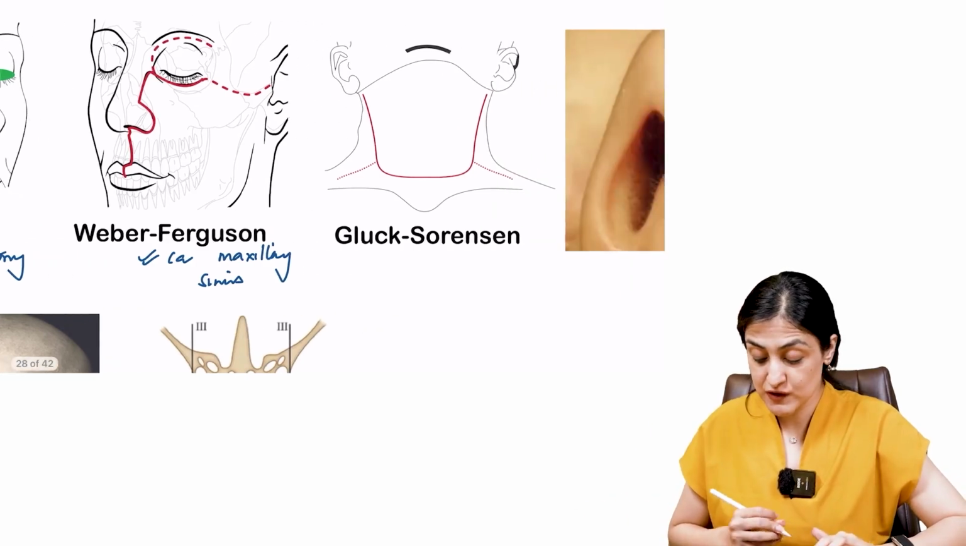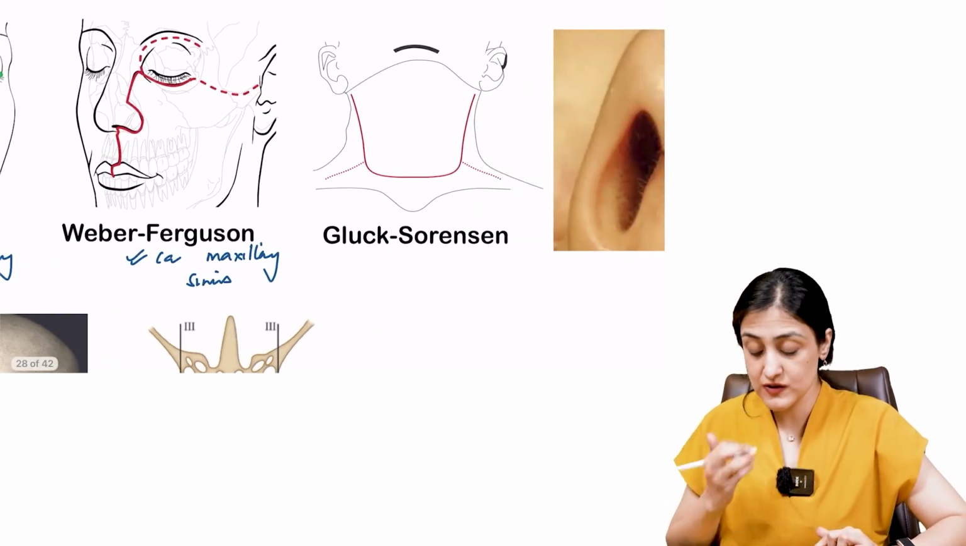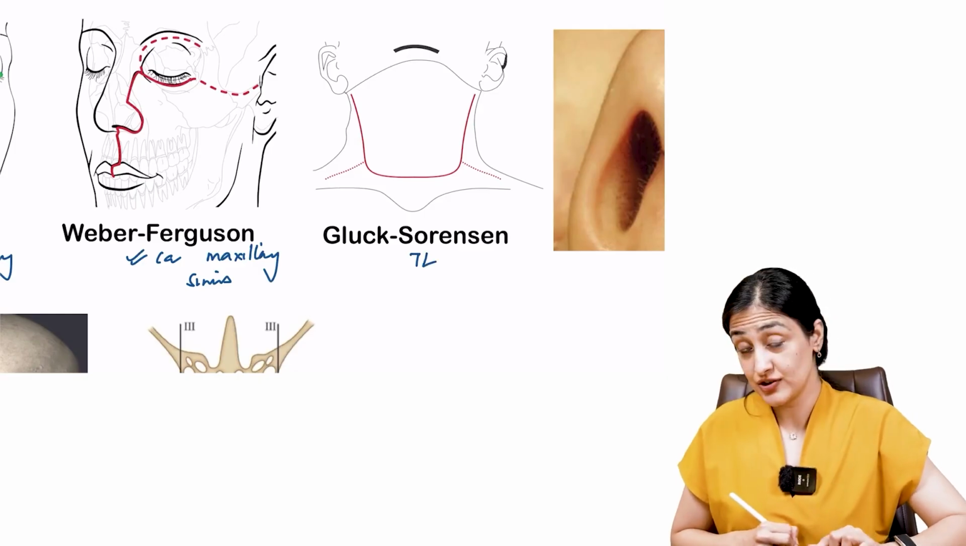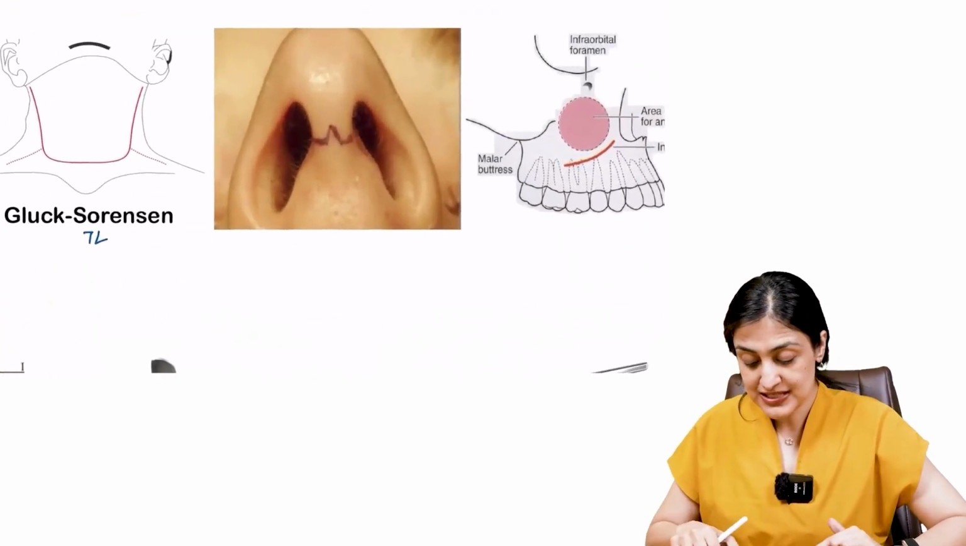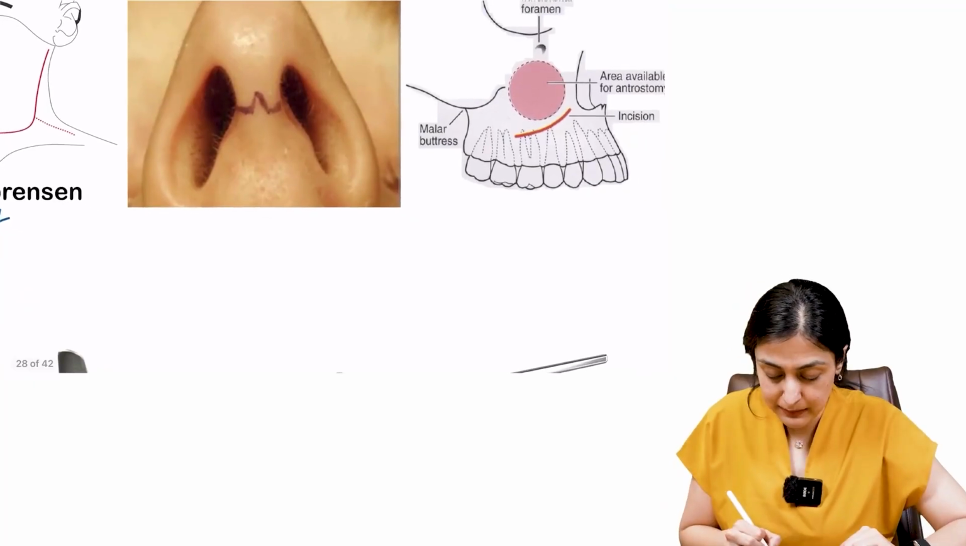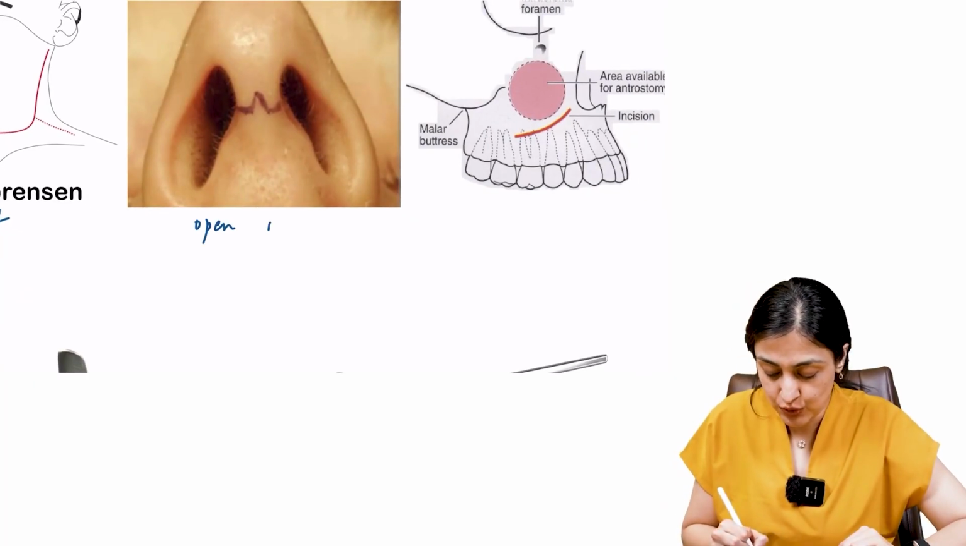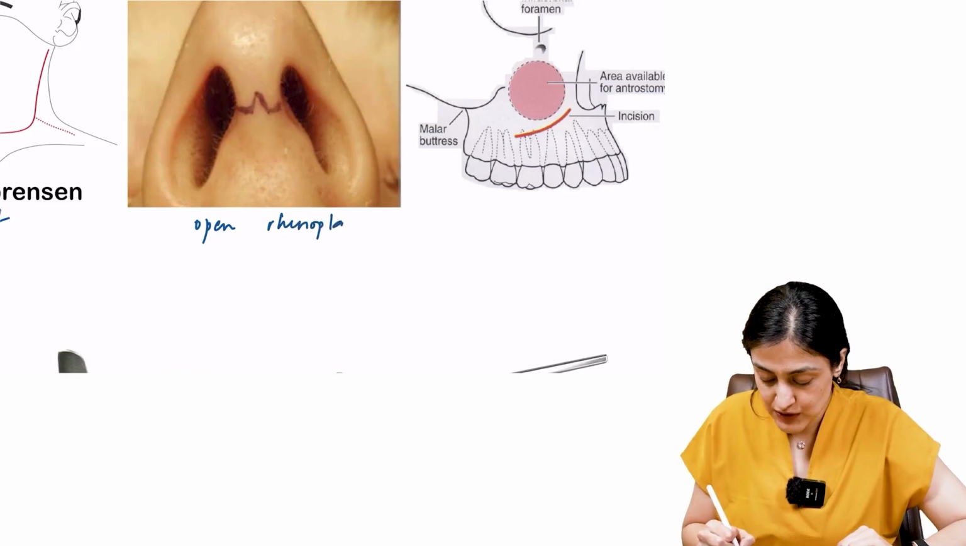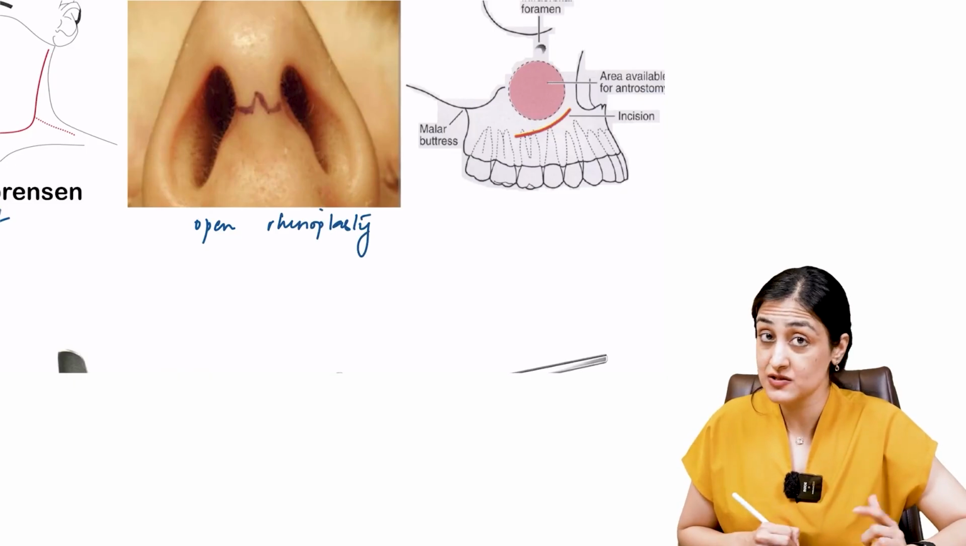While we are talking about incisions, look at this. This is Gluck-Sorensen, which is for total laryngectomy. This was asked in NEET 2 years back. This is nothing but an open rhinoplasty incision. So the open rhinoplasty incision was asked.